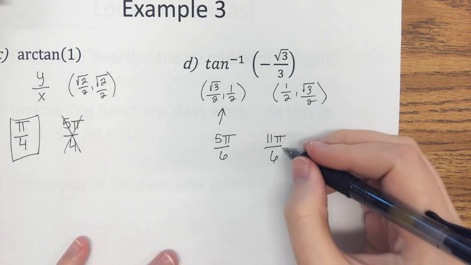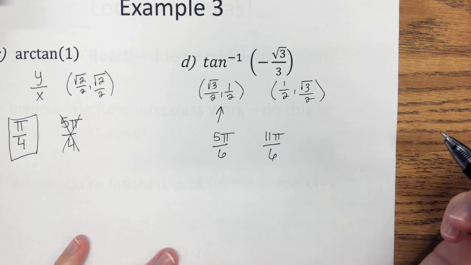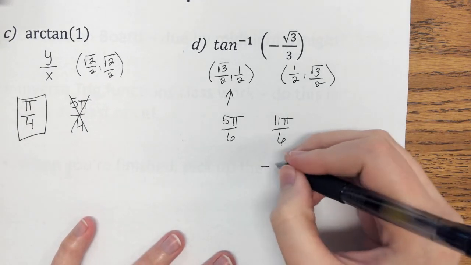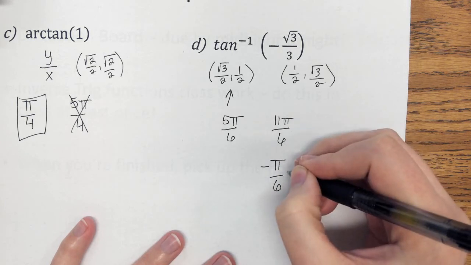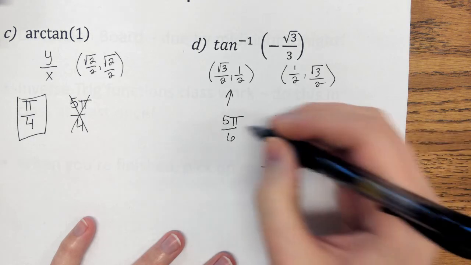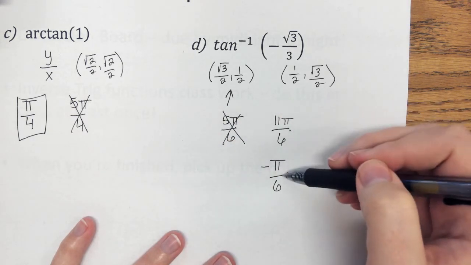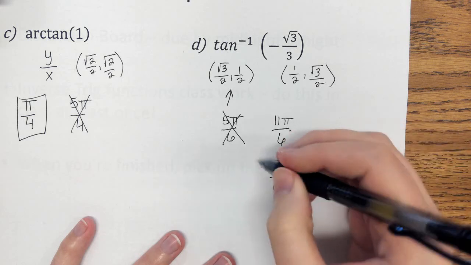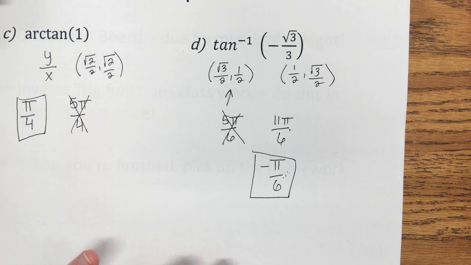But this I could rewrite as something that is, because a coterminal angle for 11 pi over 6 is negative pi over 6. These have the same tangent value because they have the same point. So I completely ignore this, it's in the wrong spot. This I have to rework so that it fits into my domain. So your answer here would be negative pi over 6.